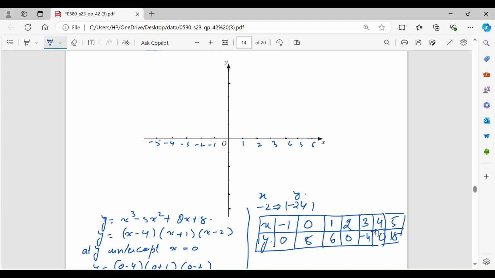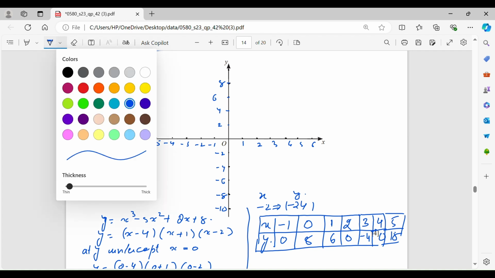So we will take 2. This will be 2. This I will take 4, 6, and 8. This is -2, -4, -6, and -8. This is -10, right? Now let's plot the points. At -1 it is 0.